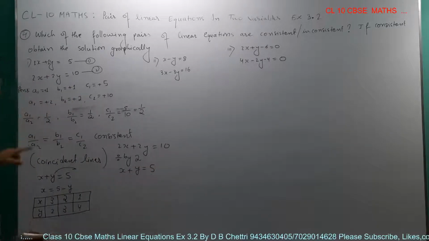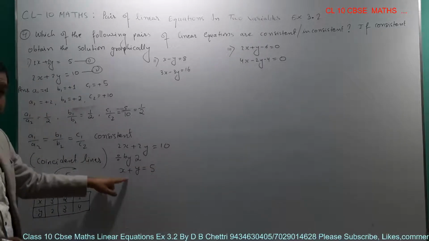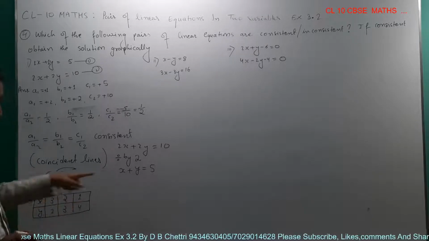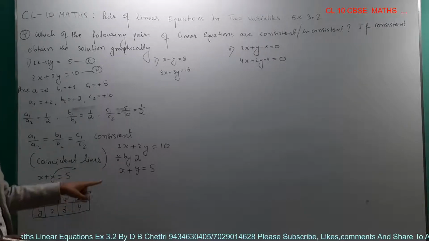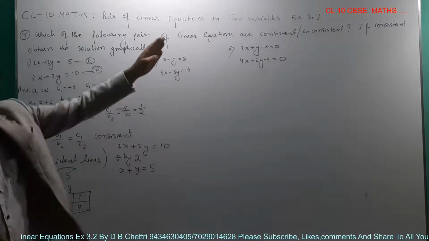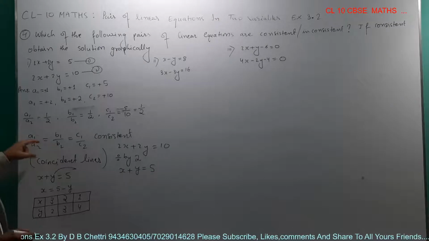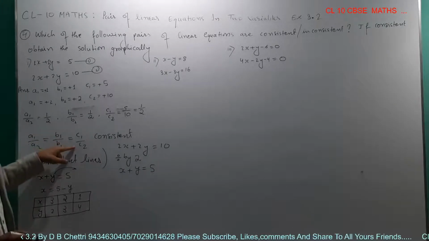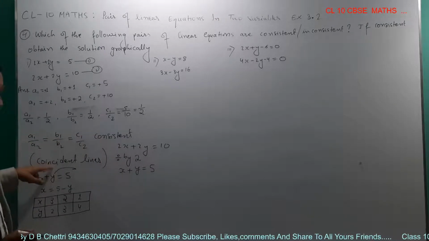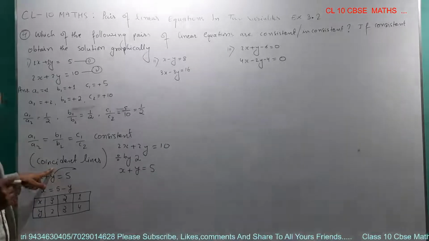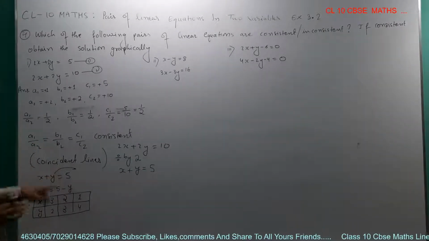Now both the equations are the same. That means they have the same table and they pass through the same points. That's why I am saying this is the coincidence. If all the three ratios are the same, it is consistent and its graphical name is coincident line. That means both lines pass through the same points.